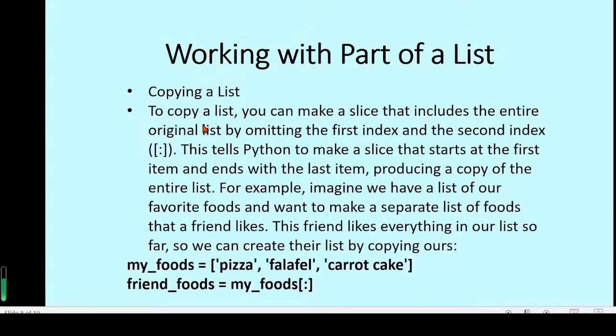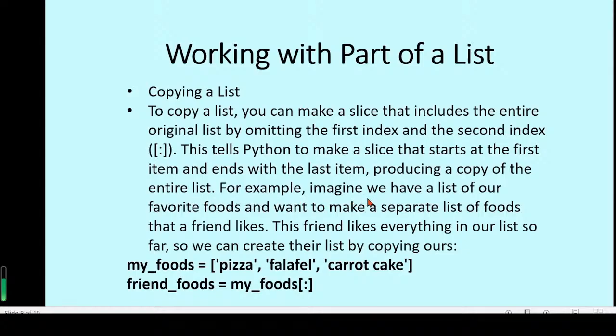And copying a list. To copy a list, you can make a slice that includes the entire original list by omitting the first index and the second index. So we just use brackets and a colon inside the brackets to copy all the elements of the list. Now this tells Python to make a slice that starts at the first item and ends with the last item, producing a copy of the entire list.